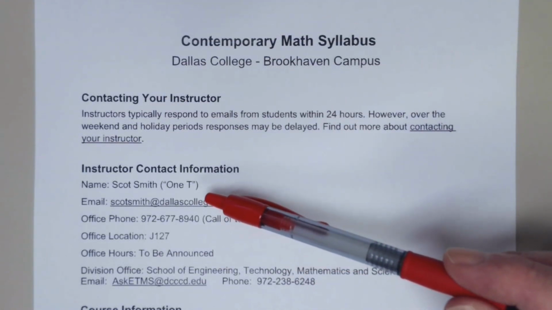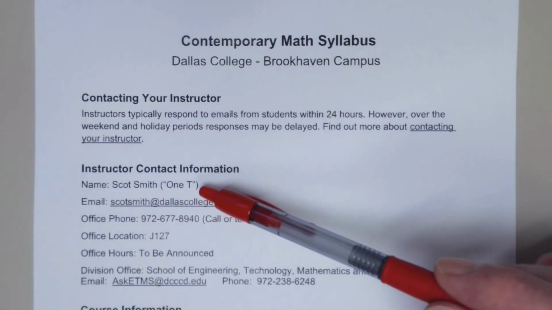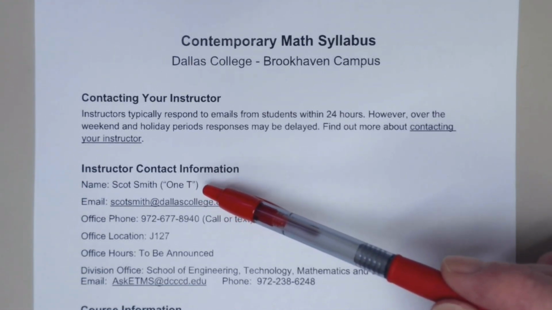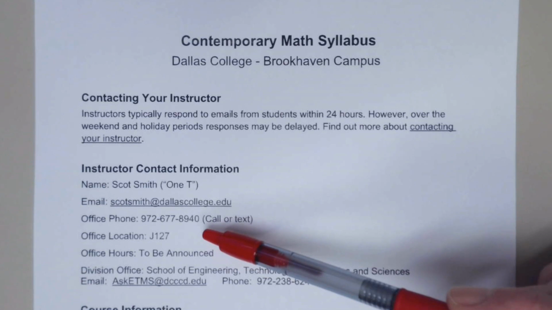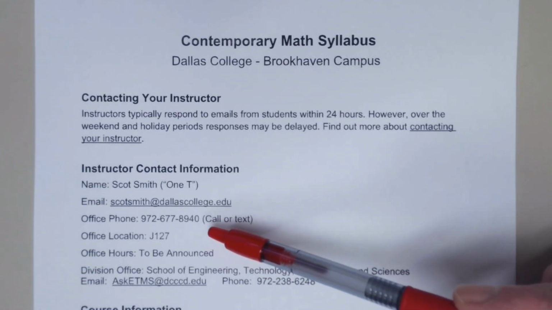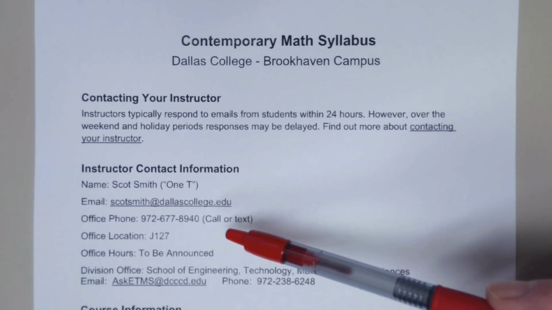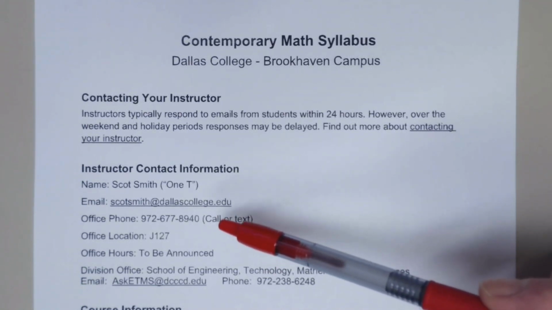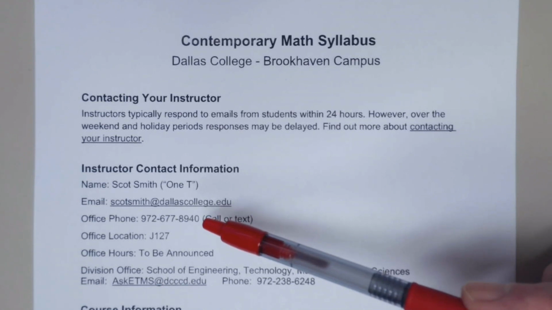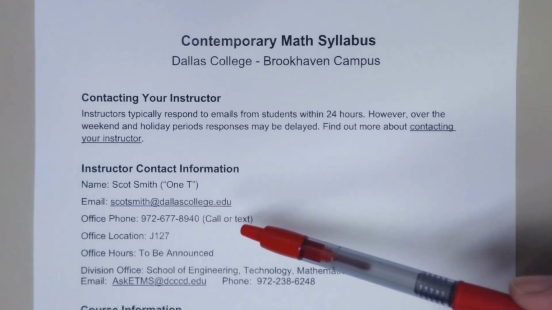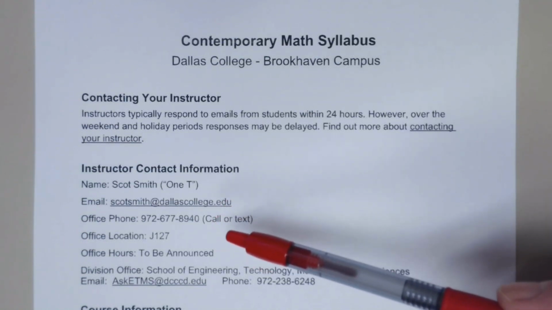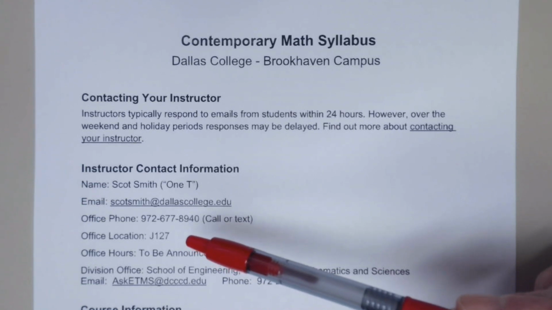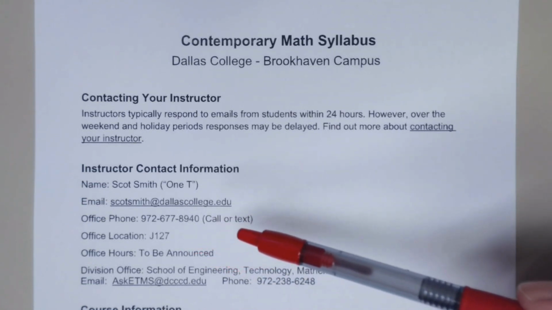So my name is Scott Smith, and notice Scott is spelled with one T, and that's why I have a nickname of 1T. My email is scottsmith@dallascollege.edu. My phone number is 972-677-8940. So basically, if you want to reach me, email works great. If you want to have a conversation, you can call this number. You can text that number, but I have had some issues with the texting, so it's probably better to use the email. My office is located in the J building in room 127.